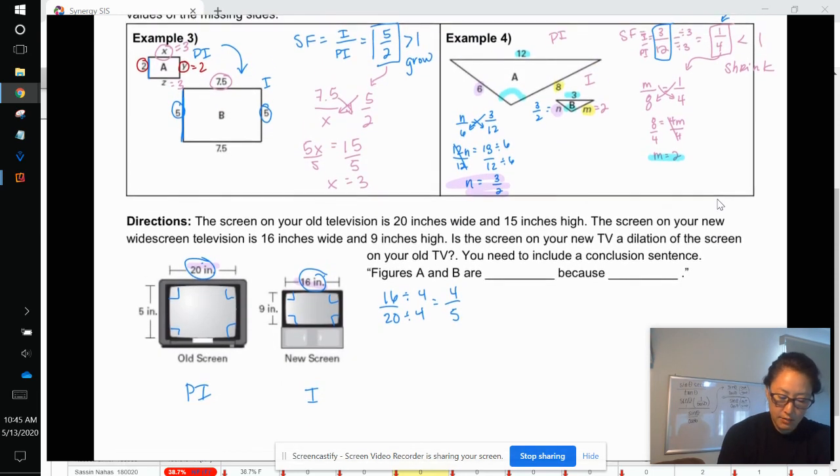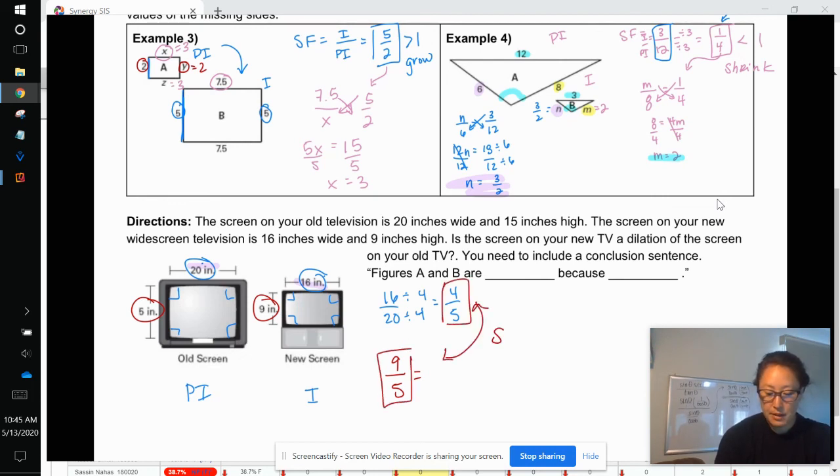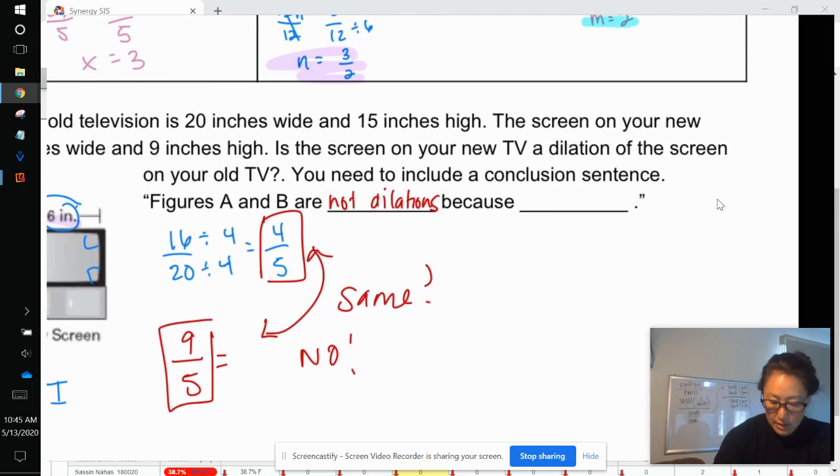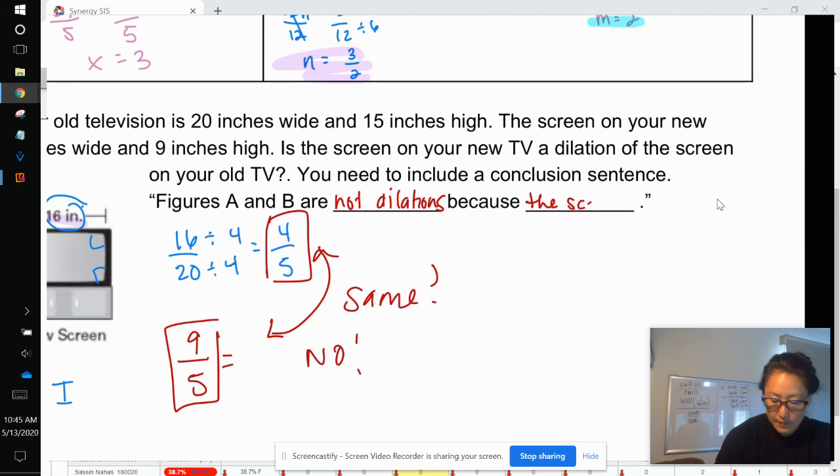All right, next we'll do the side lengths. So the image is 9, the height is 5, that reduces to 9 over 5. So are these matchy-matchy? Are they the same? No. That means that the figures A and B are not dilations because the scale factors are different. We have 4 over 5 and 9 over 5.